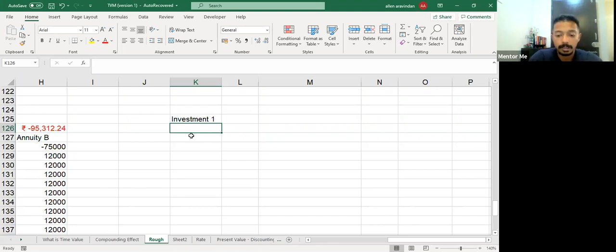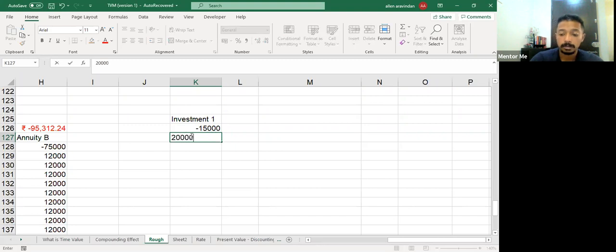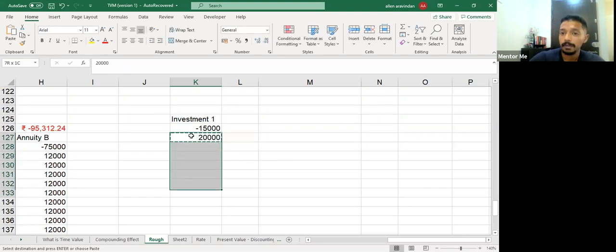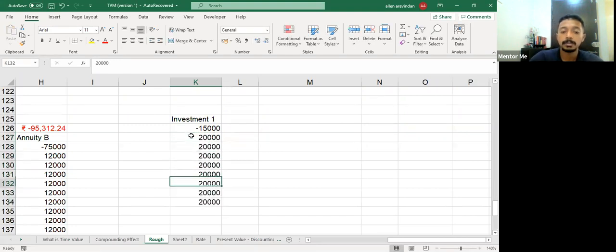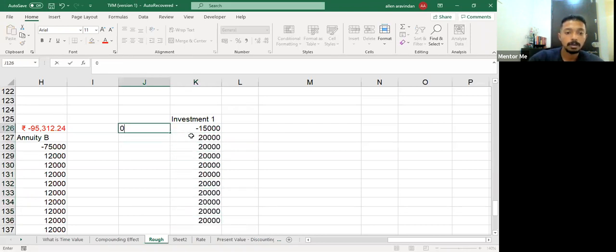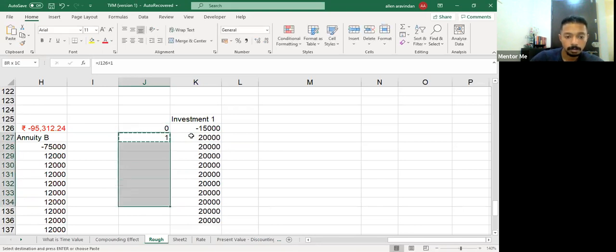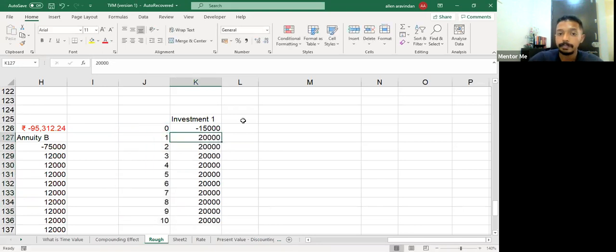So let's say I invested max to max, let's say 15,000. Very low investment. And I started getting, let's say, about 20,000 every year. And let's say this is about 0. And this is almost about 10 years.